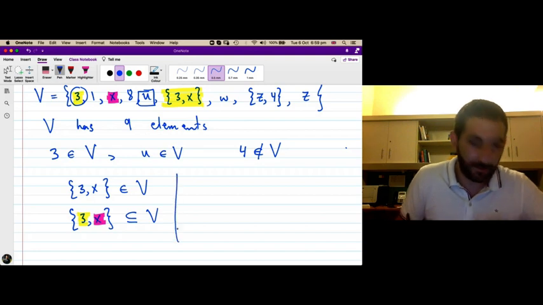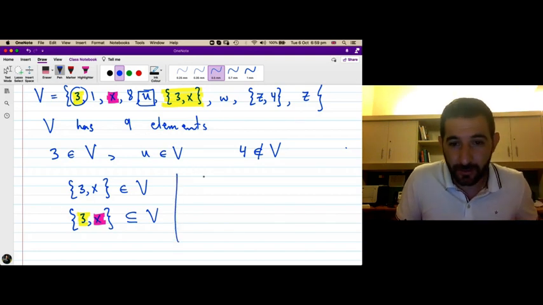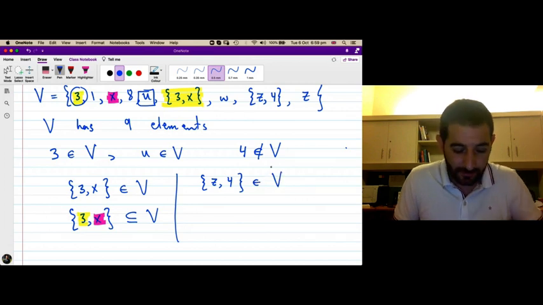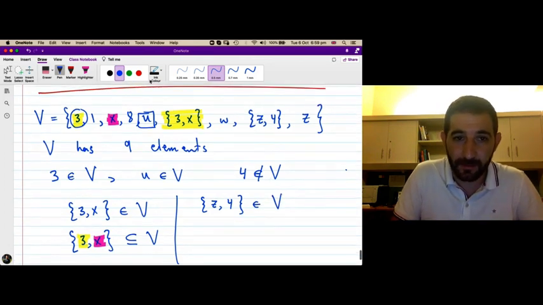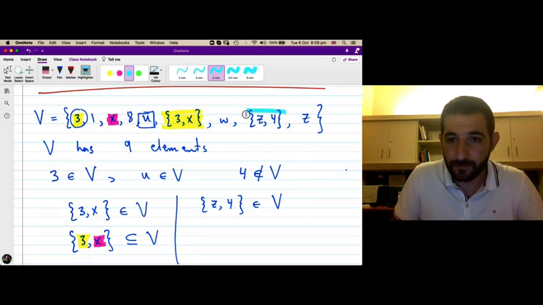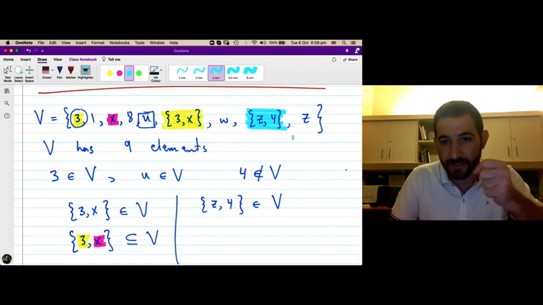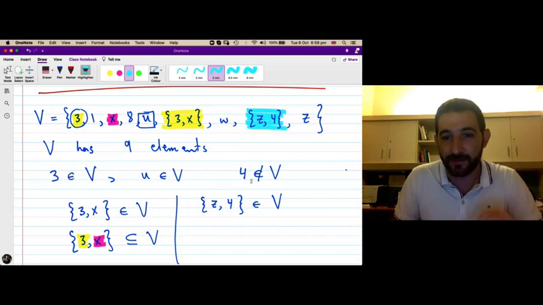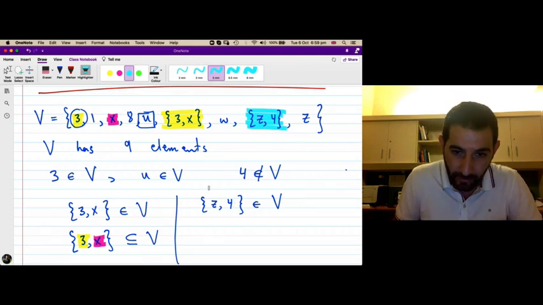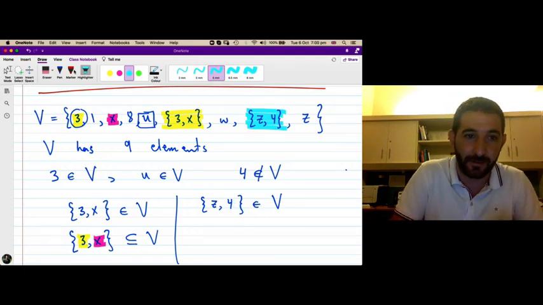Okay, let's see more examples. Look at the set containing z and 4. Okay, this is an element in V, right? Here it is. This element is a set. You think of a set as one object. It's a bag containing z and 4. This bag belongs to V. So this is how we write it. This whole thing is an element in V.